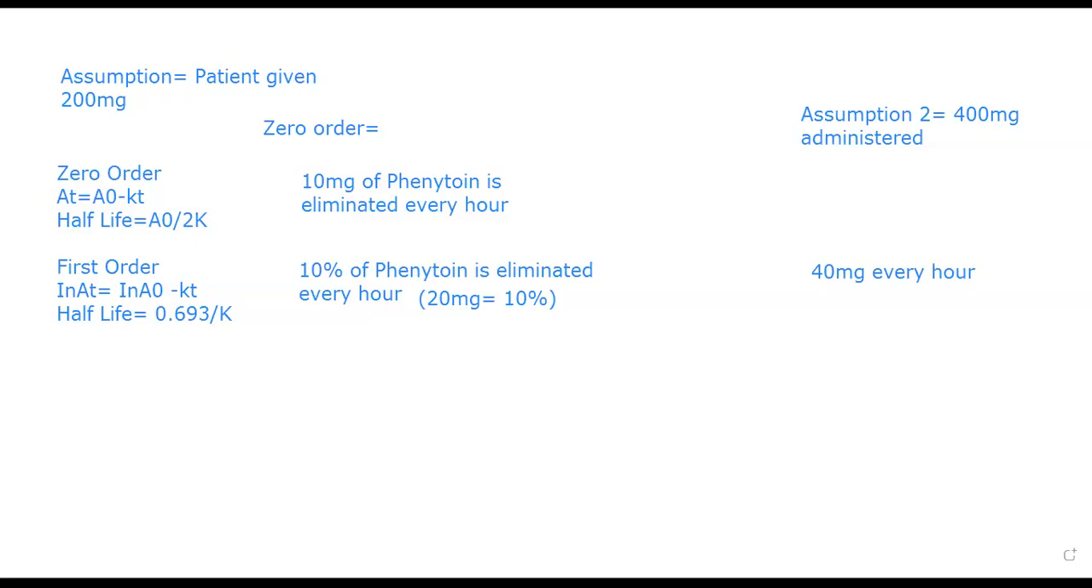Enterohepatic circulation. Yeah, exactly. The conjugated stuff will be excreted in bile, and then from bile, it will be released into the intestines. In the intestines, your drug can be lost in feces or it can be reabsorbed.